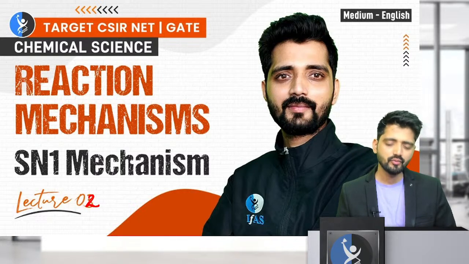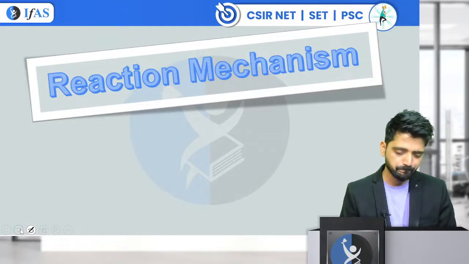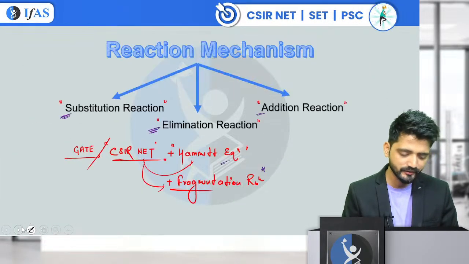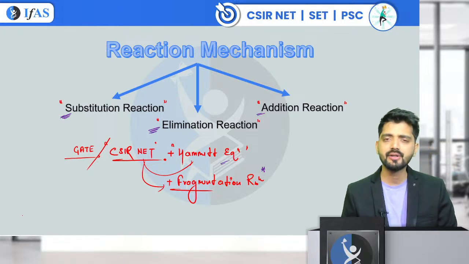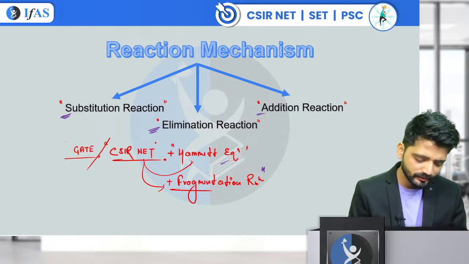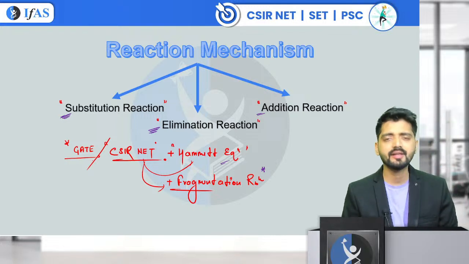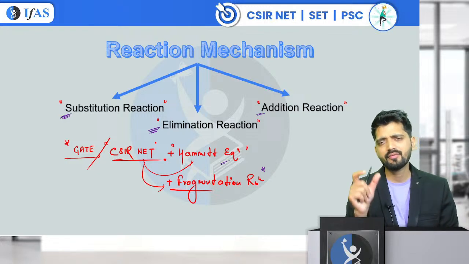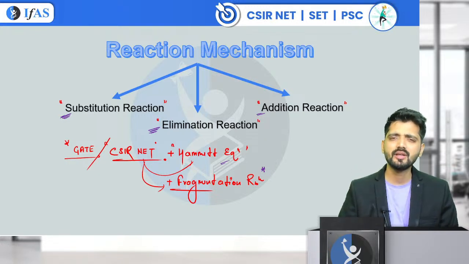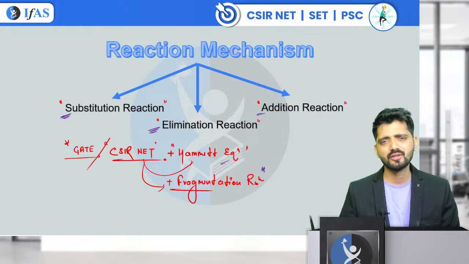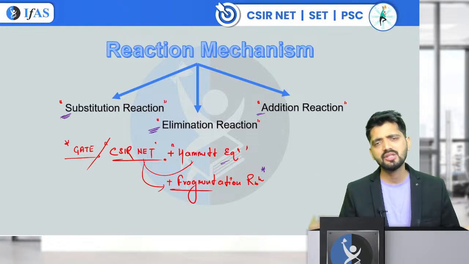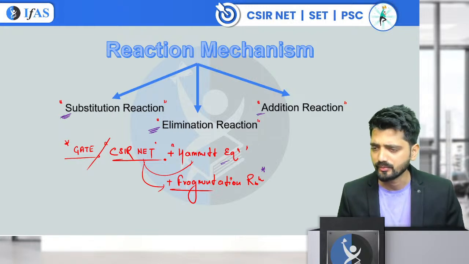So moving ahead, what we studied yesterday: we started with this reaction mechanism topic. We have divided this topic into a few fragments, for example substitution reaction, elimination and addition. If you are specifically working for GATE or NET, then a few more topics are added into this. Of course we will cover the whole topic. If we prepare for the CSIR NET exam, then automatically we are preparing for other chemistry exams, because the CSIR NET syllabus is very vast. It covers each and everything, so no need to worry about that.